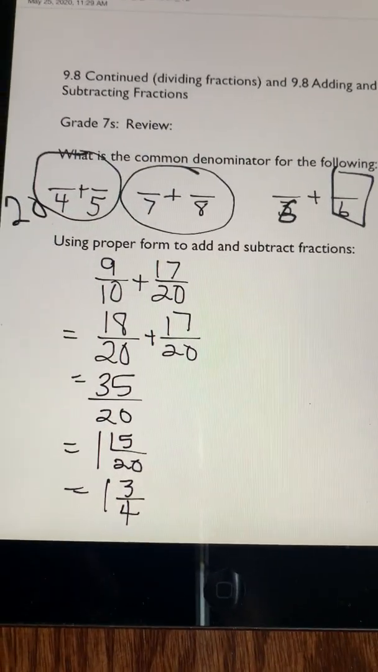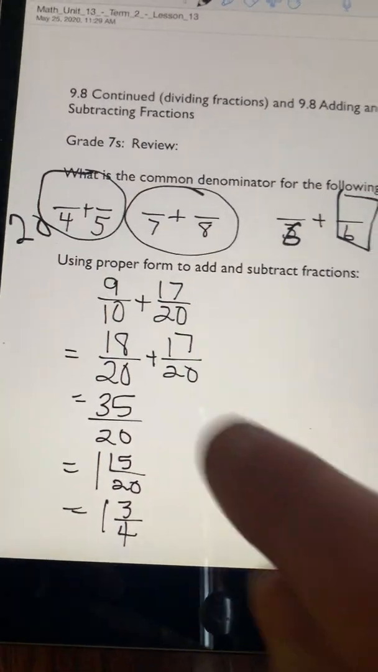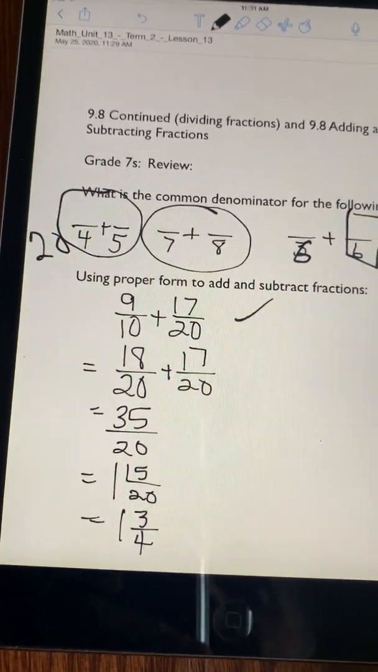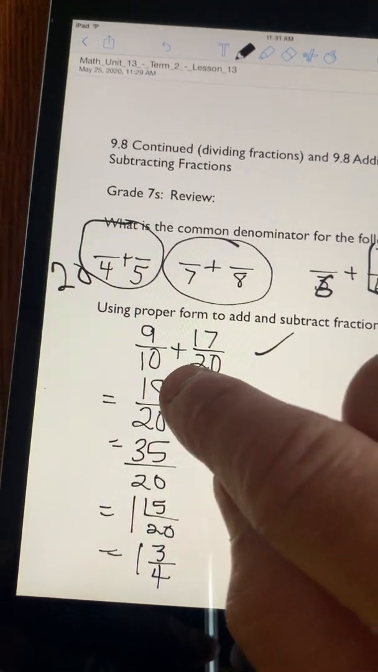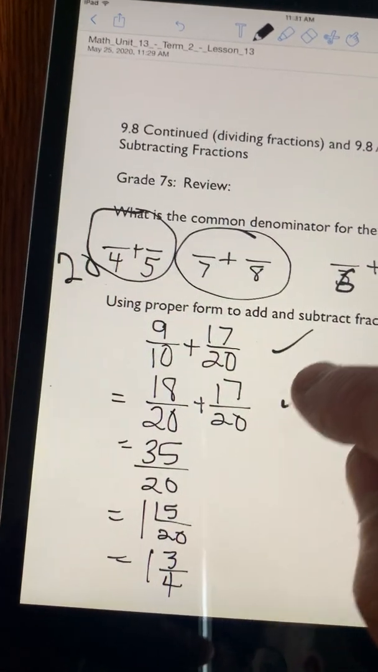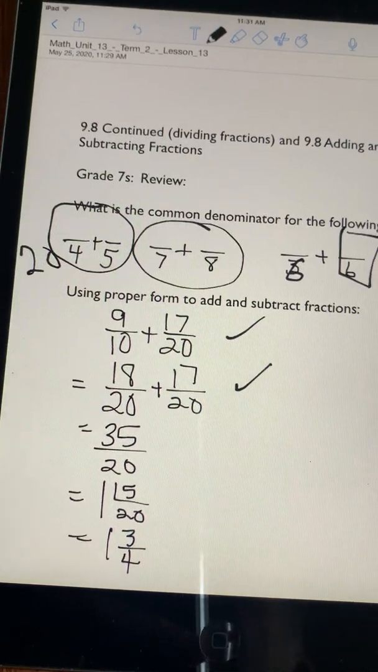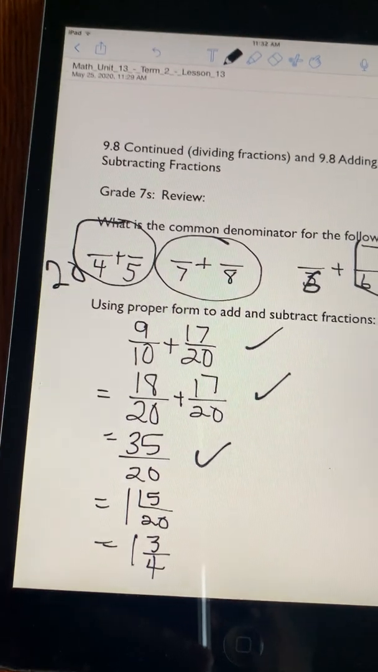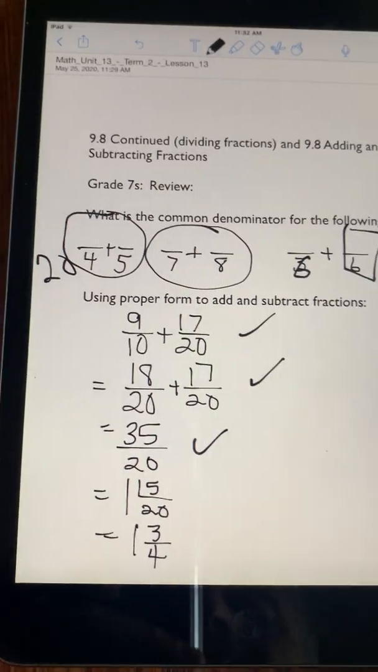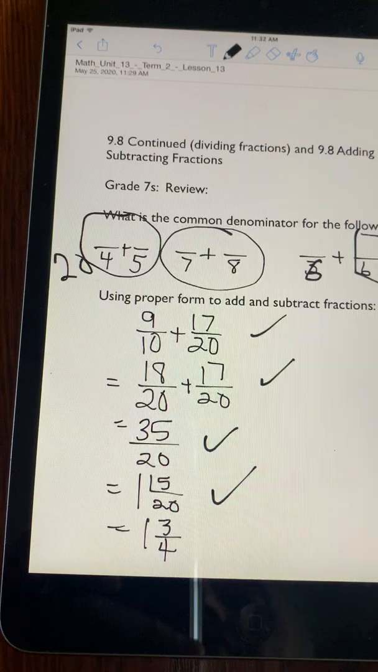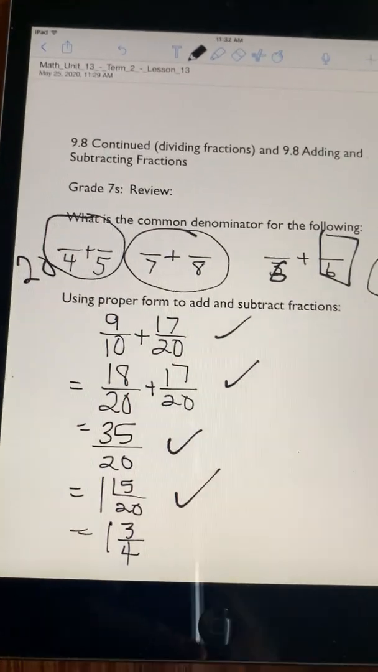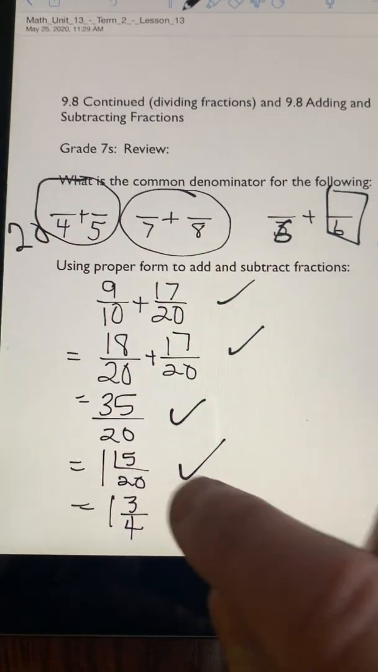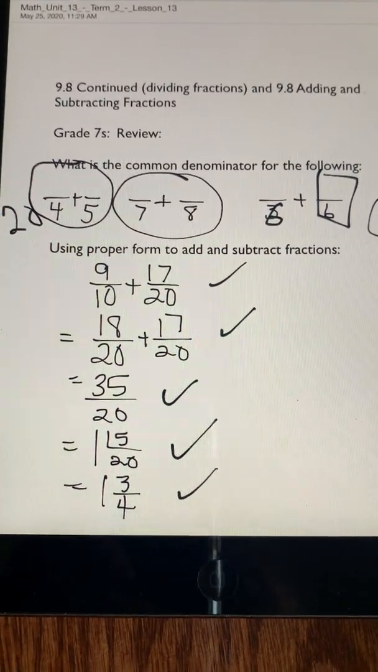So if you look down here, we said use proper form to add and subtract fractions. Here was our original question, 9/10 plus 17/20. All we really have to do is change our tenths to 20ths. We did that in one line, that's worth 1 mark. So 18 out of 20 and 17 out of 20. Your next mark is adding those pieces to get you 35 pieces out of 20. Then your next mark, of course, would be changing that from an improper fraction into a mixed number and getting 1 and 15/20. And then last but not least, you'd get another mark for reducing your 15/20 to lowest terms and getting 3/4.